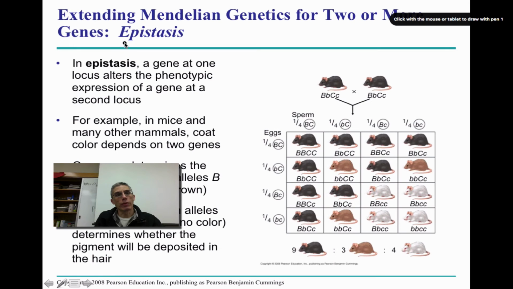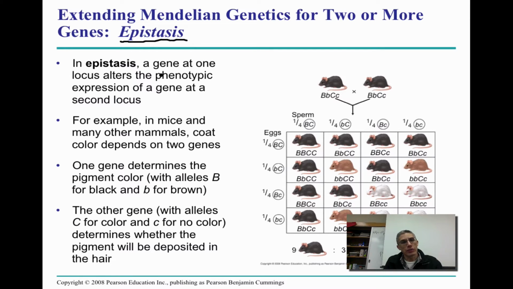Now, another thing we want to make sure we talk about is something called epistasis. And sometimes when we talk about Mendelian genetics, we're going to look at actually two or more genes and how they interact with each other. So when you talk about epistasis, this is going to be a gene at one locus or one position on that chromosome that's going to alter the phenotypic expression of a gene at a second locus on a different chromosome. So in other words, we have two genes kind of influencing each other.